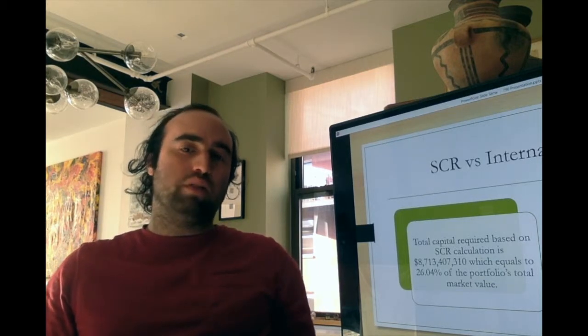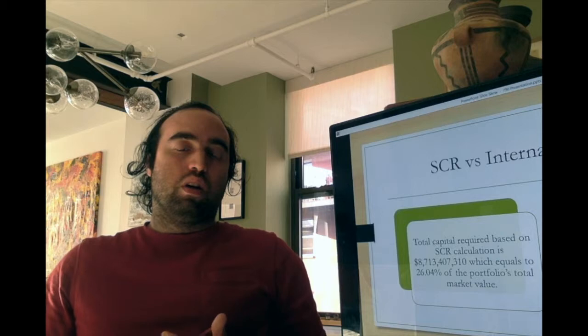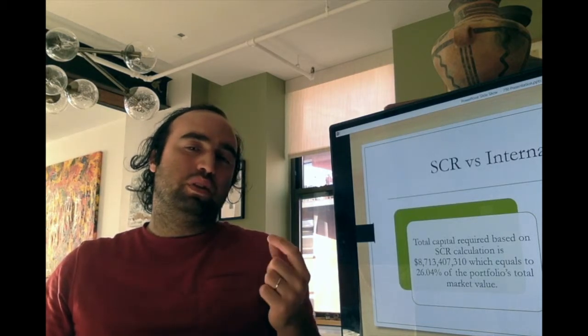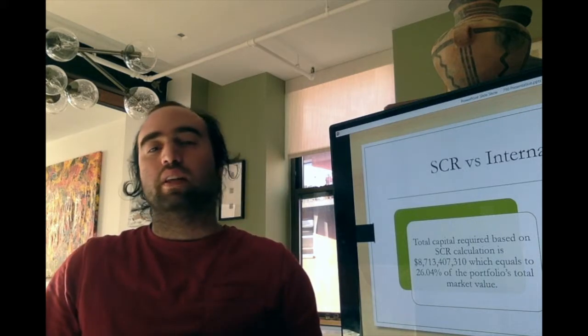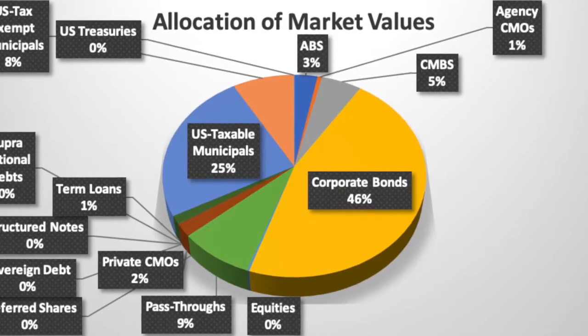The others, they have CMBS, they have ABS, they have agency CMOs, but their proportion is not high. So the biggest three are corporate, pass-through, and municipals, both tax-exempt and taxable municipals. For example, equities are really low. It's lower than 1% in the subsidiary portfolios.